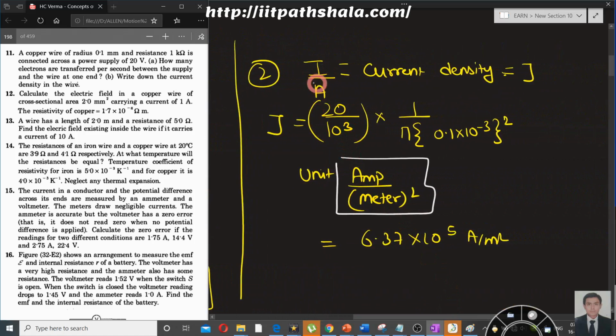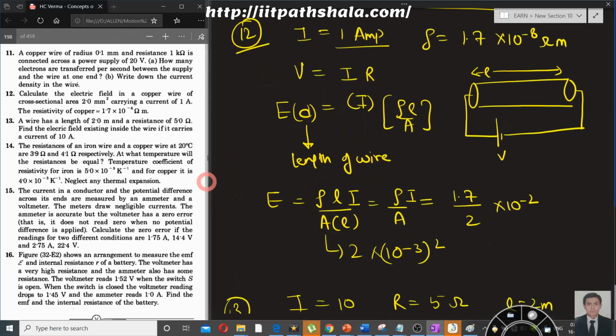Now you have to divide your current by area. The area is pi into the radius square, and you have to mind that the radius is given in millimeter, so you have to convert it into meter. That way you can satisfy your units as well. So my answer is coming to be 6.37 into 10 to the power 5 in the case of current density.